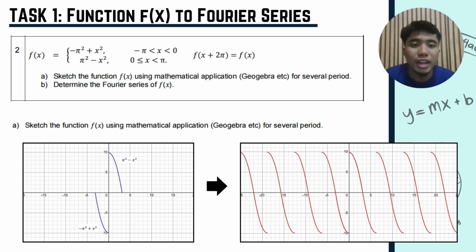So now let's move on to the next question, which is question 2. Here we have a piecewise function f(x) with the function minus pi squared plus x squared with the interval of minus pi to 0, and then a second function, pi squared minus x squared with interval of 0 to pi.